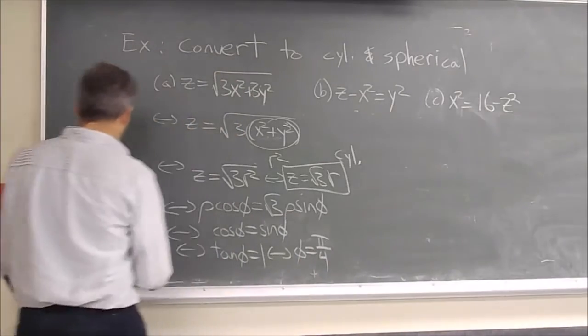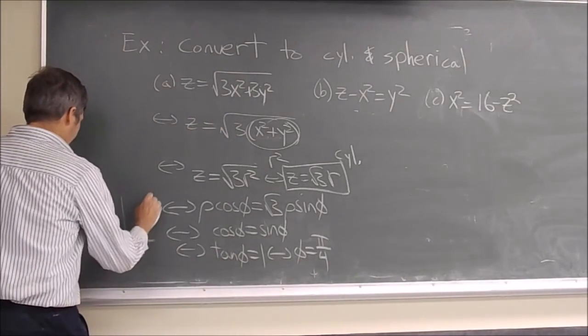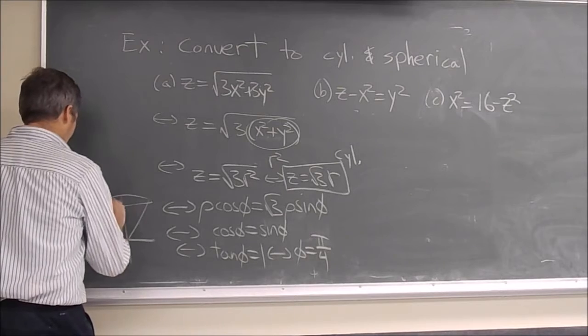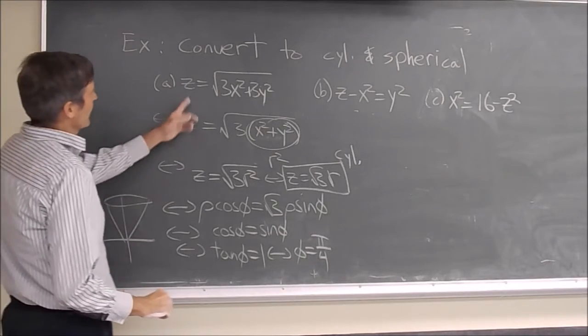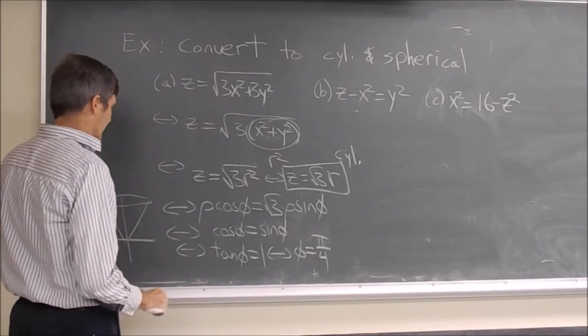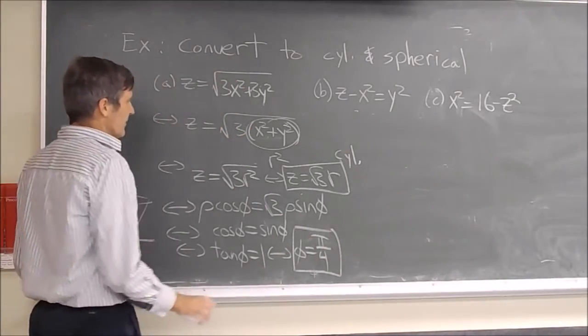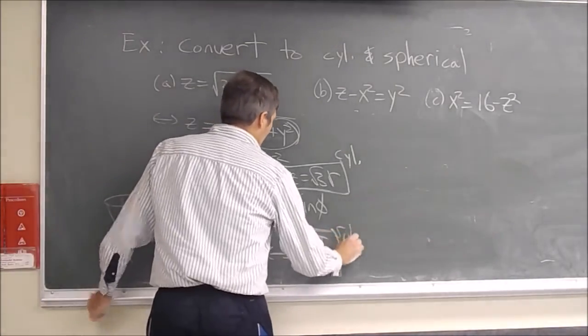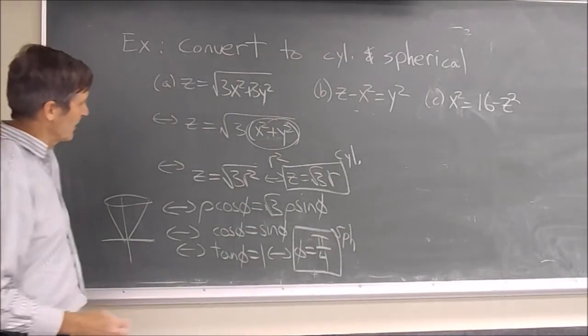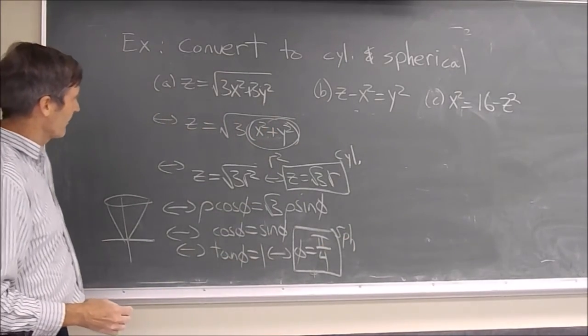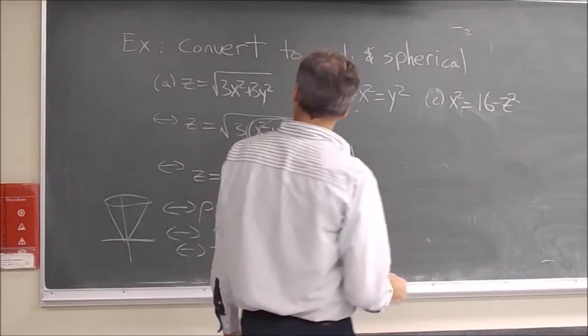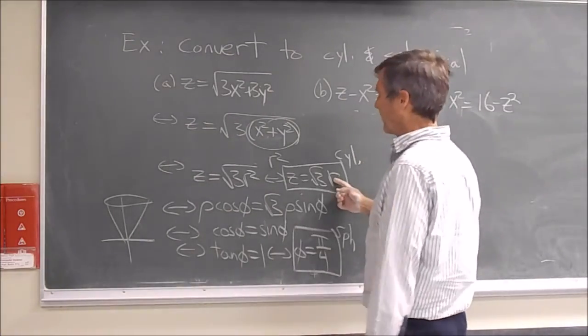This is the half cone that looks like this. If you recognize it, you can actually recognize it by squaring both sides here also. But it's got this equation in spherical coordinates, and this equation in cylindrical coordinates. You can also sketch it from here.